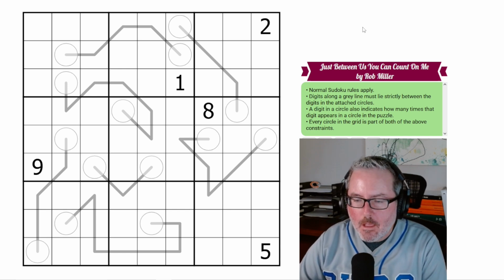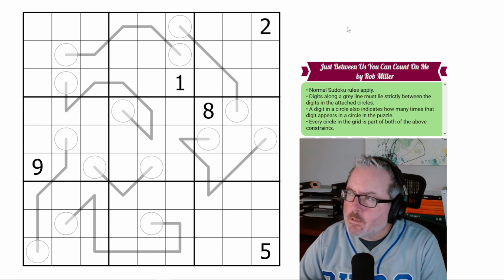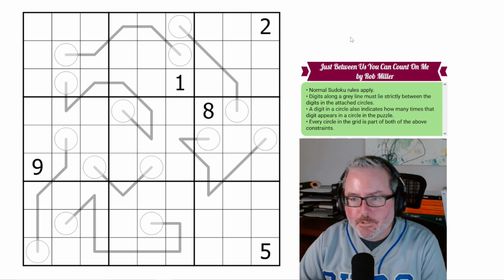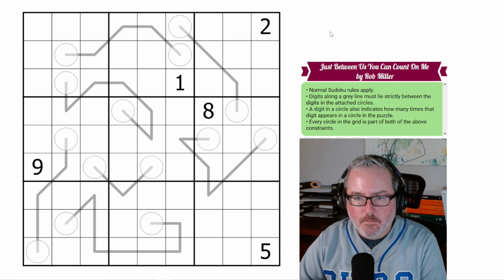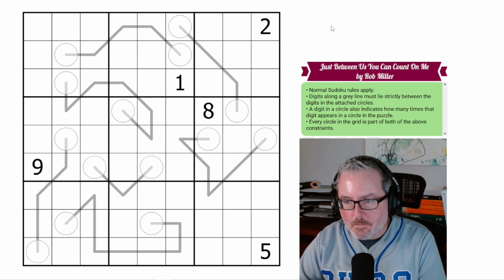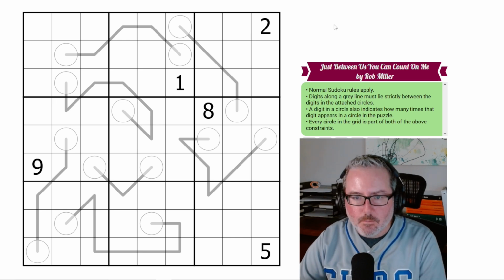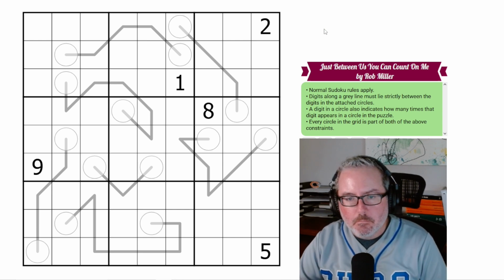So today, we have what looks to be an in-between line puzzle. We had done a little bit of in-between line puzzling a video or two ago. I think it's been a couple of videos now. But I don't tend to get a lot of them, so I thought it'd be nice to try one that's kind of solely looking at that sort of thing. I'm not solely looking at in-between lines, but as it being one of the main features of a puzzle. So let's take a look at this one. It's called Just Between Us, You Can Count on Me by Rob Miller.